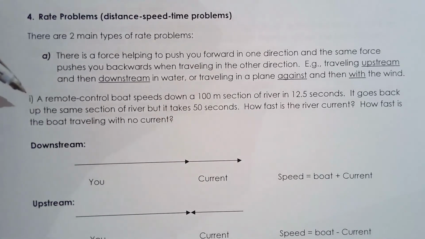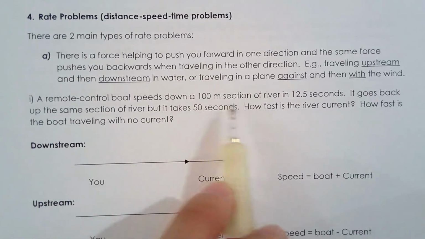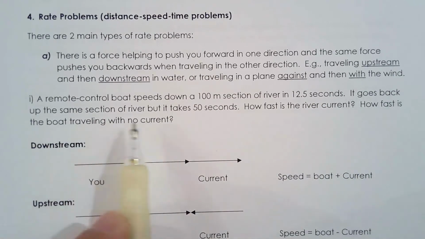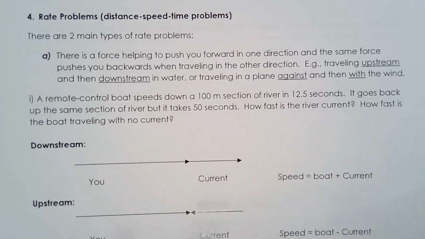Okay, so you have a remote control boat, speeds down a 100-meter section in 12.5 seconds. It goes up the same section, but it takes 50 seconds. How fast is the river current? How fast is the boat traveling with no current?